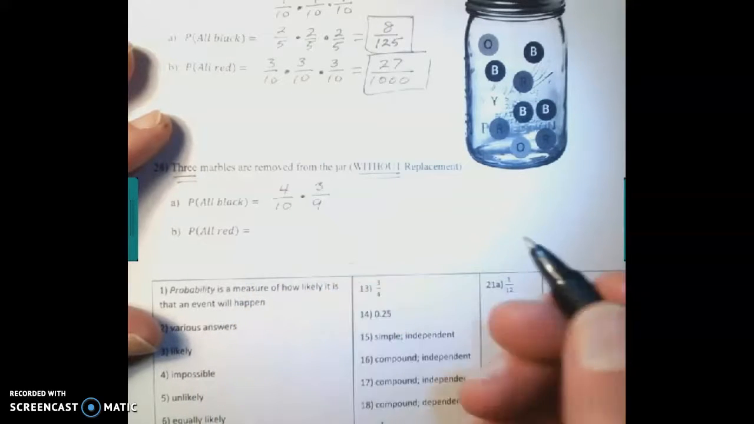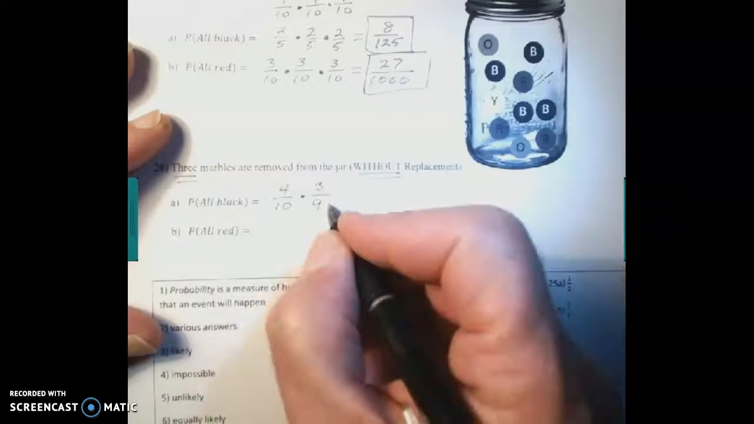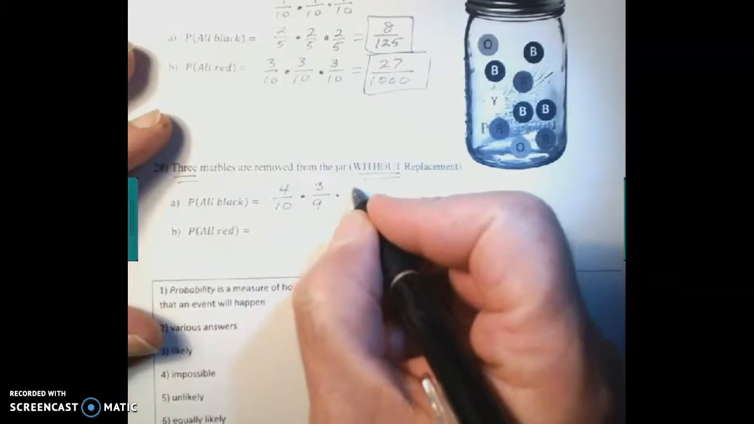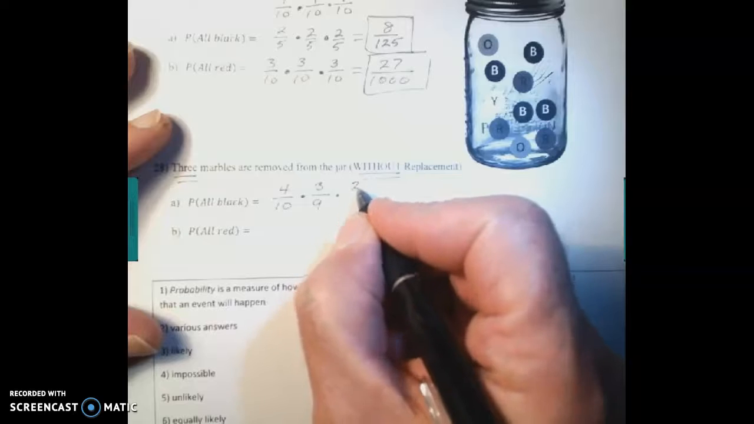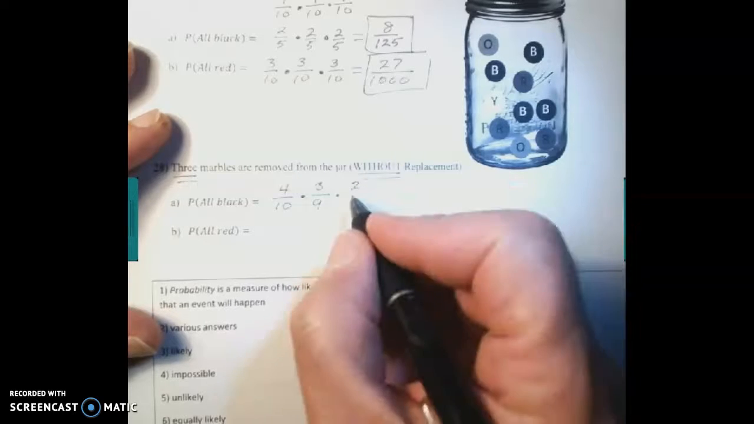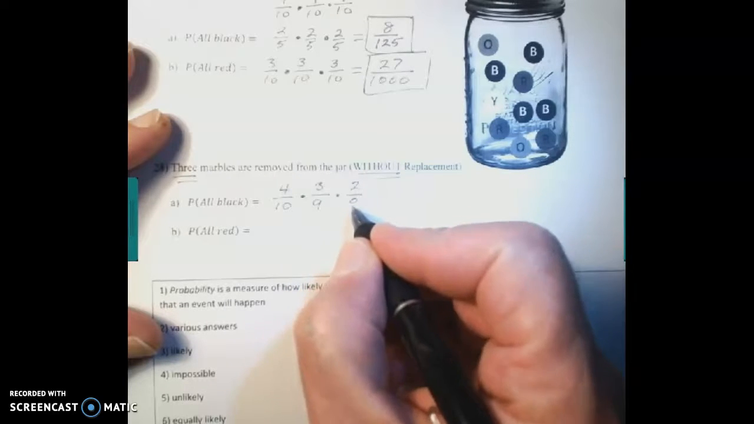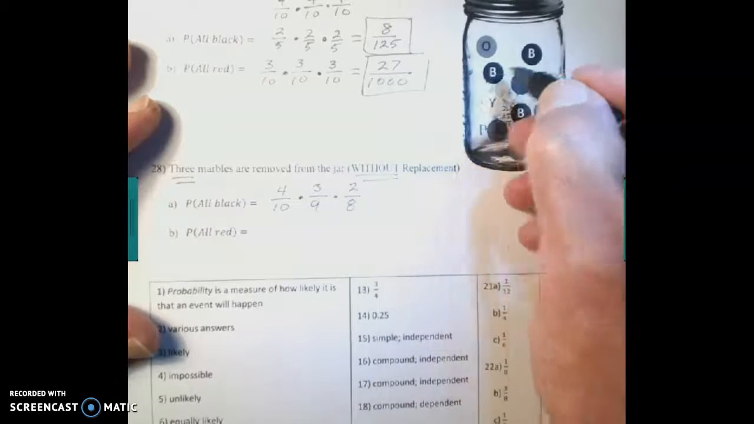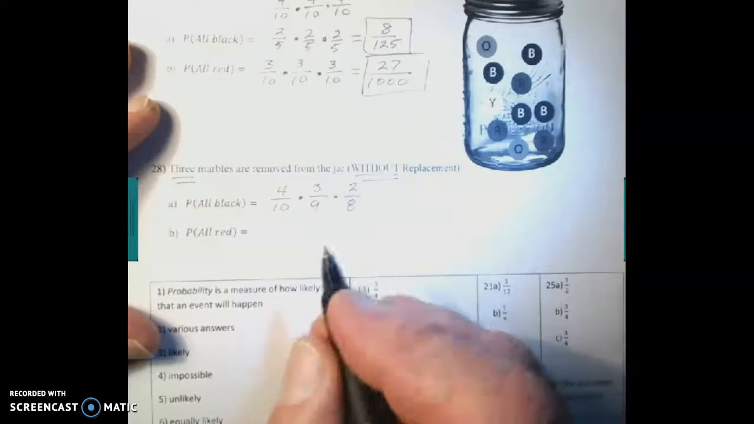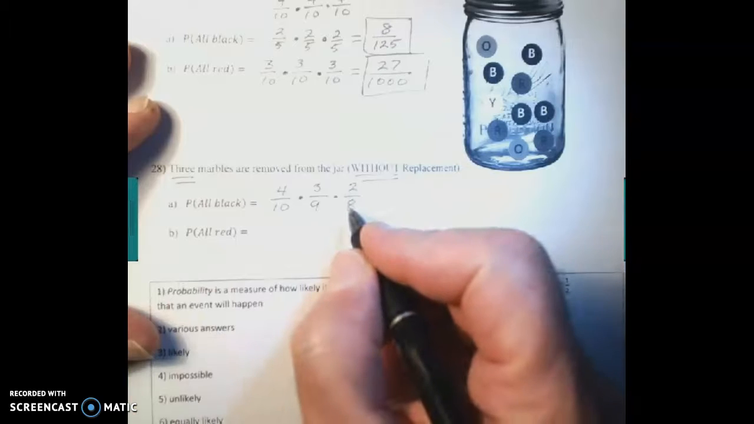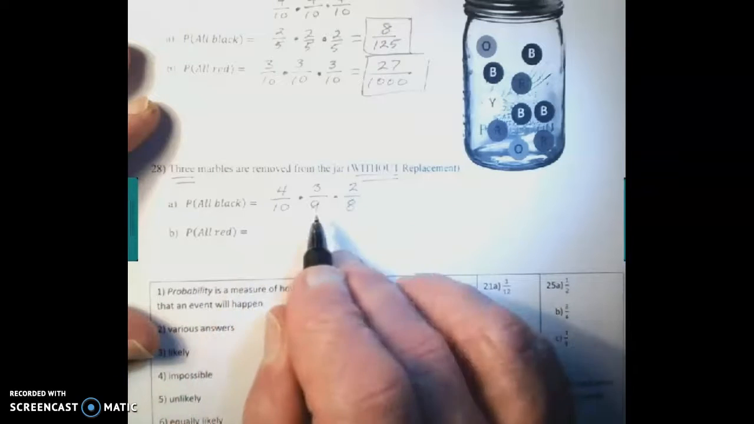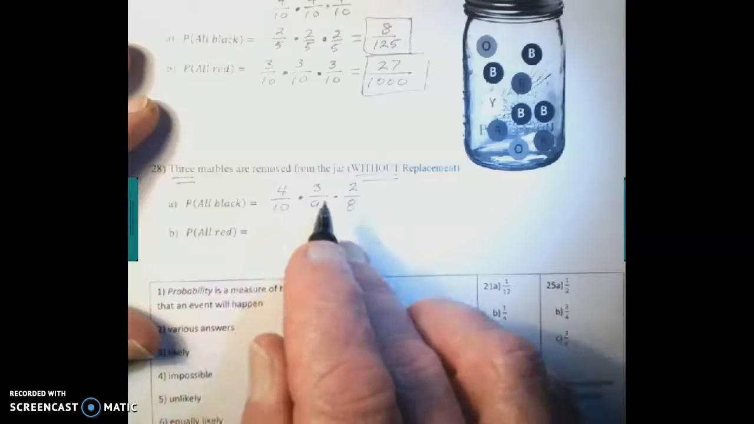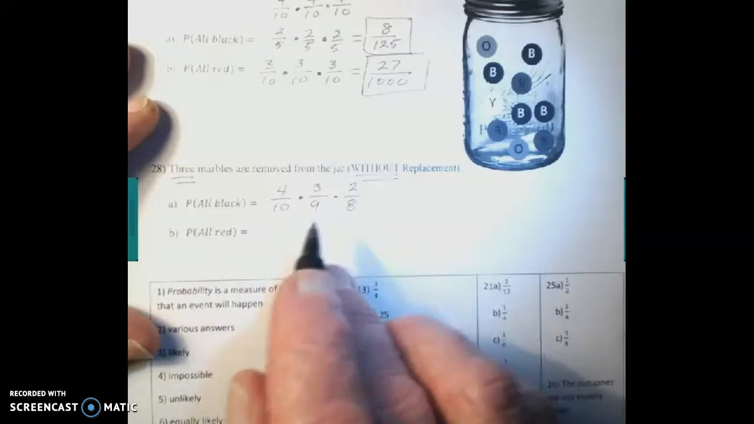You reach in a third time without putting that second marble back in, there would only be 2 black marbles left, and there would be only 8 marbles in the whole jar. I might have done better if I'd crossed these off as I went to show that they were missing. Sorry. Okay, then, again, reducing before you multiply, you're going to multiply the probability of each of these together.